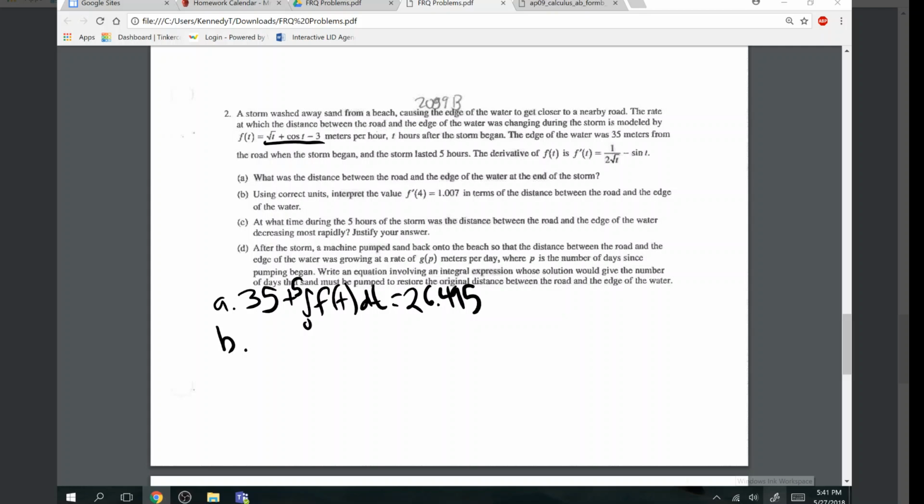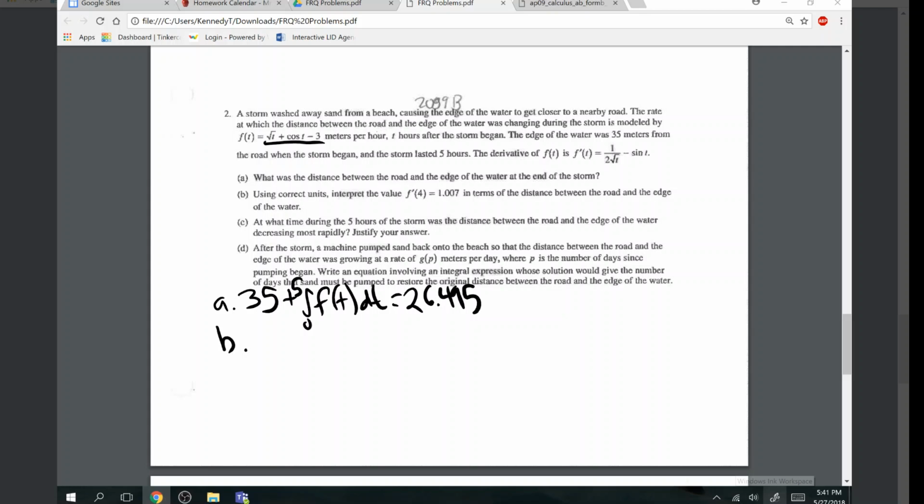Interpret the value of f prime of 4 equals 1.007. So what we're looking at is f prime. f is already the rate at which the distance is changing. That's why we had to integrate it to actually find how far we changed. So f prime is actually the rate at which the distance is changing. So it's the rate of the rate.